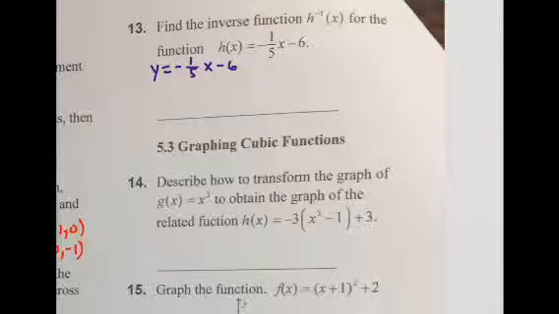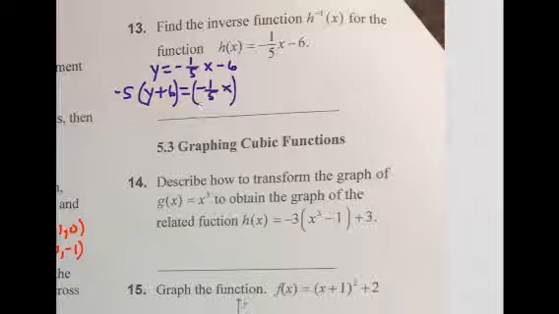So number 13, step 1 is we switch out the h of x with y. Now we're going to solve for x for step 2, so we add 6 to both sides. Since we added 6 to both sides, it's no longer on the right side, right? And so I'm going to get rid of the -1/5 by multiplying by -5. Remember, it's over 1, so it cancels here.